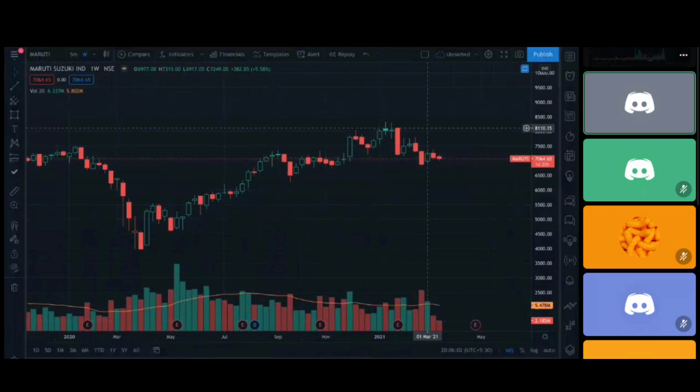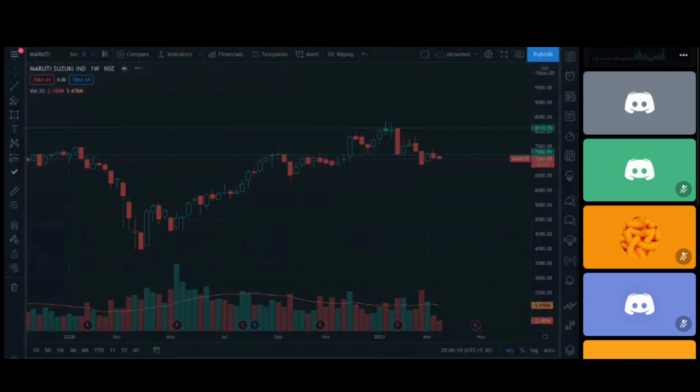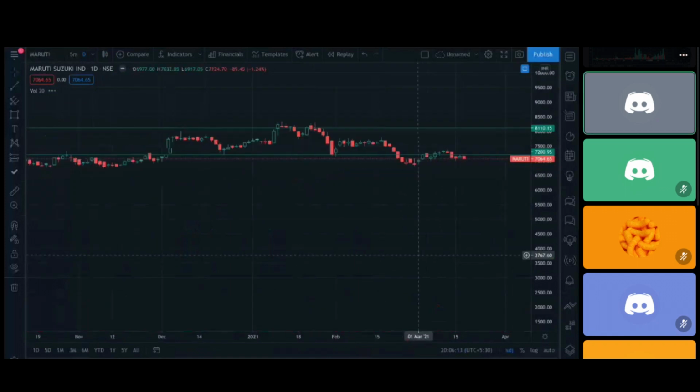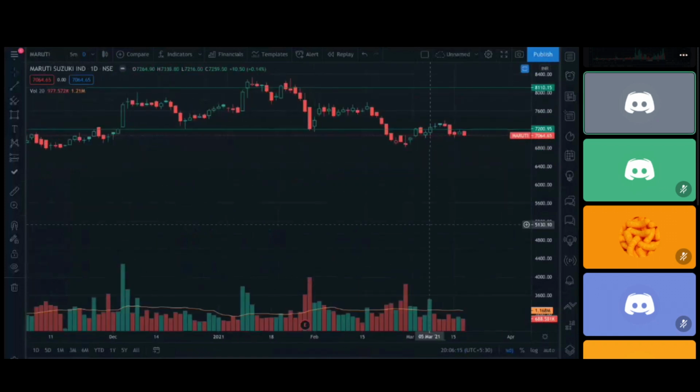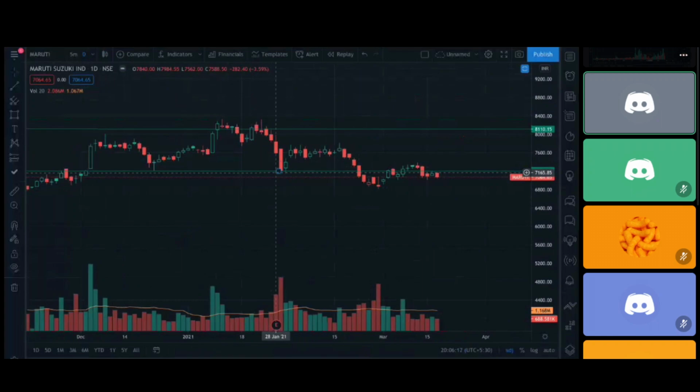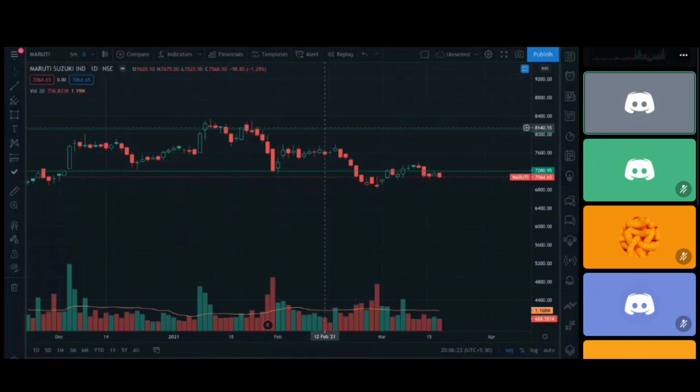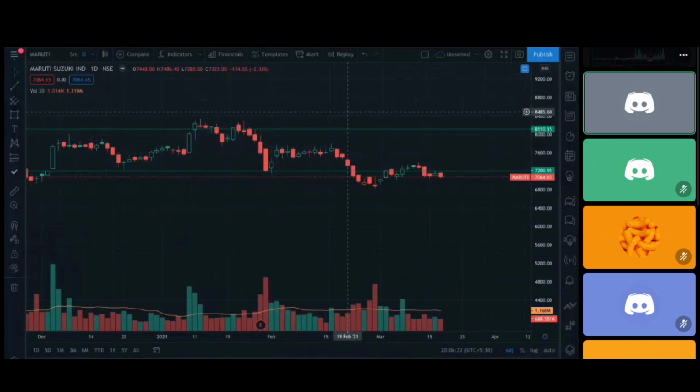So this is a white bodied candle that we have right here. Now let's go to daily. Right. So yeah, you can see that as long as the low of this candle is not taken out, my trend is still preserved. And actually, the case is separate when it comes to bullish and bearish candles, green or red.